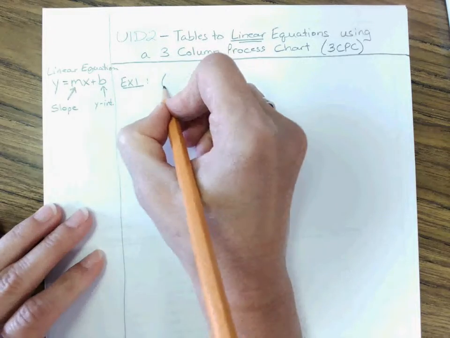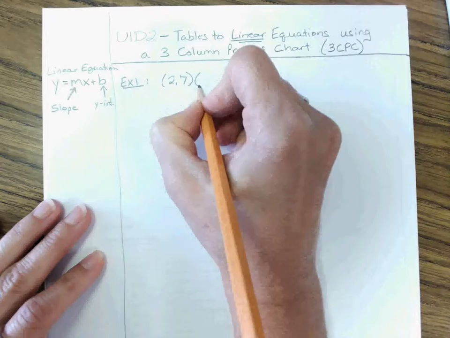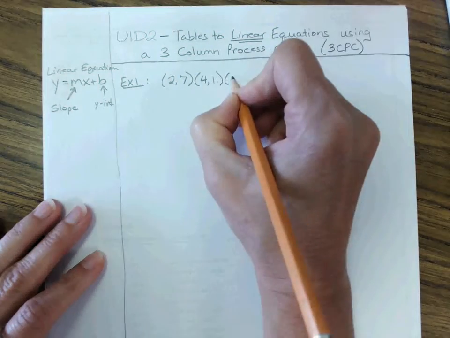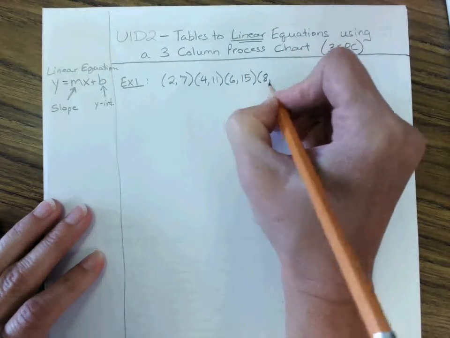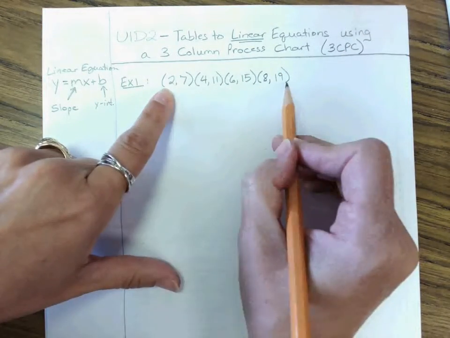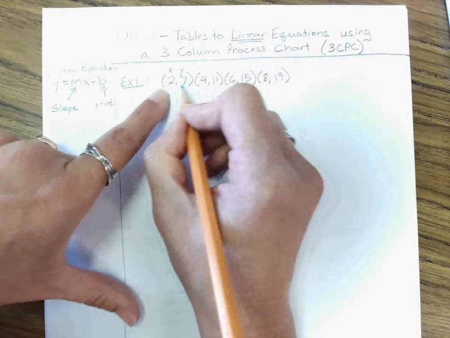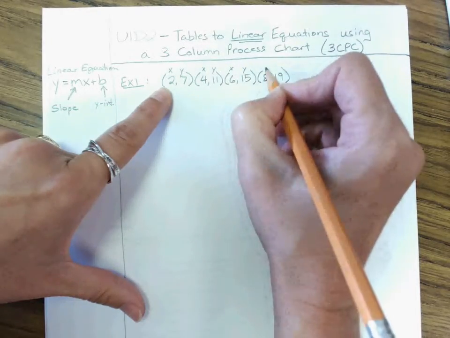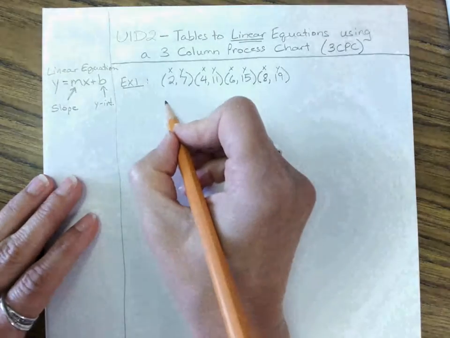Example 1. I'm going to give you a list of points. The first point is (2, 7). The next one is (4, 11). The next one is (6, 15). And the next one is (8, 19). Now, these are points. And remember, every point is an x, y value. You can't just have a point with one number. You have to give me an x and a y. So these are all x and y values. Okay? So these are literally points on a graph.